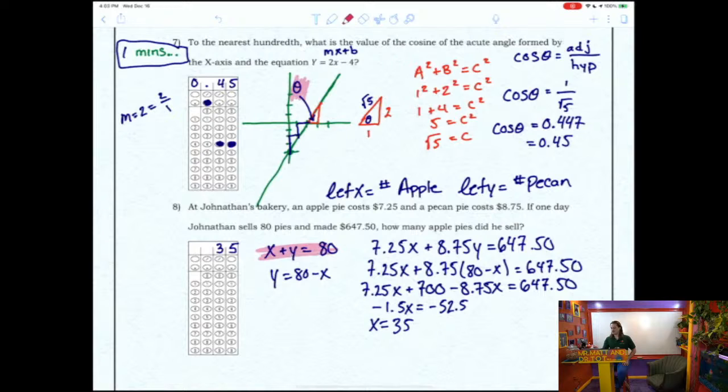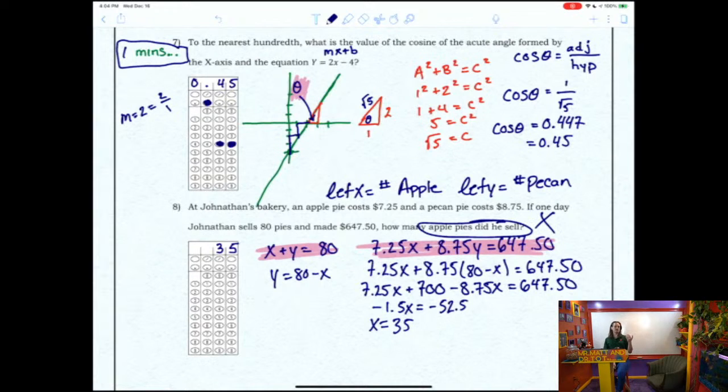So the starting equations are one for the number of items, which is X plus Y is equal to 80, because there's a total number of 80 pies sold that day. And then the second is $7.25 times the number of apple pies plus $8.75 times the number of pecan pies has to equal $647.50, which is the total revenue made that day. Obviously, the first equation is much simpler than the second, so I'm going to use the first to substitute into the second. I'm ultimately asked for how many apple pies did he sell that day, which is X.